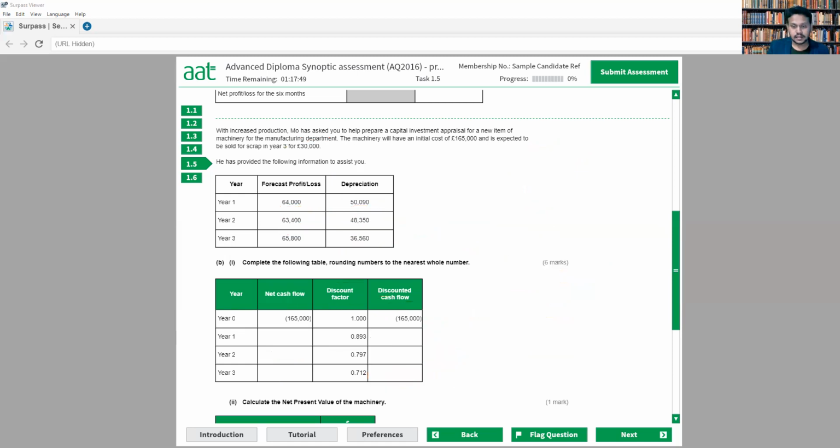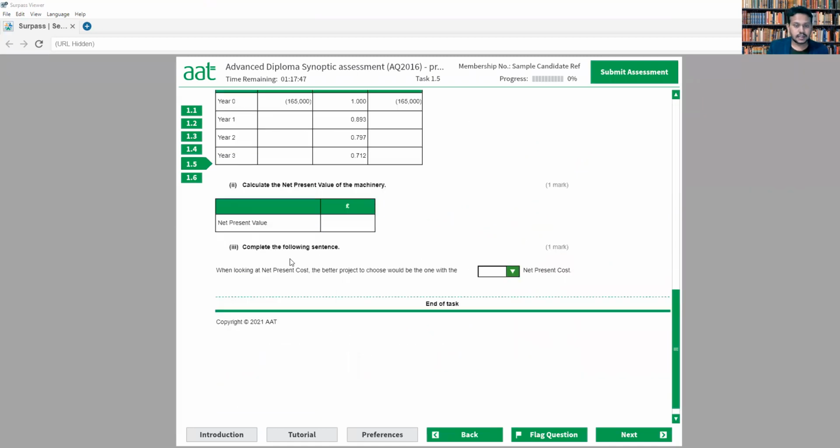So let's go down and have a look. They're asking to calculate the net present value. So we're going to write this one here, 120,187. The next one is asking, complete the following sentence when looking at the net present cost. Remember, the net present cost and the net present value are not the same thing. The cost means cost, and the net present value means the total inflow minus total outflow. So all the inflow we have, we minus the outflow, and that will give us NPV.